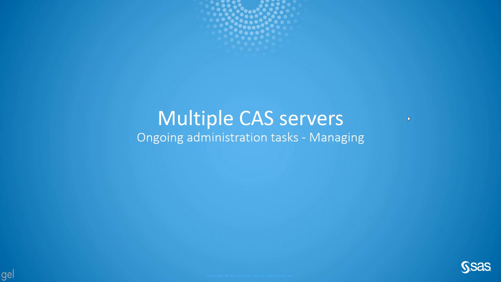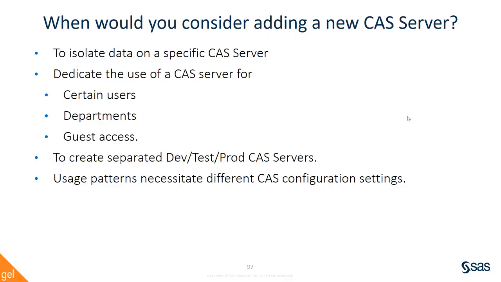So with VIA 3.4, Jerry mentioned yesterday, one of the new features is that we can have, within one deployment, multiple CAS servers. Okay. Previously, we could only have one per deployment. So when would this come into play?